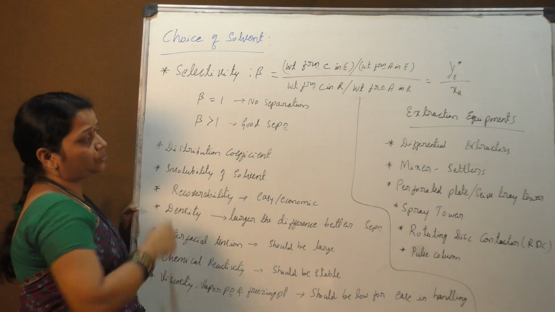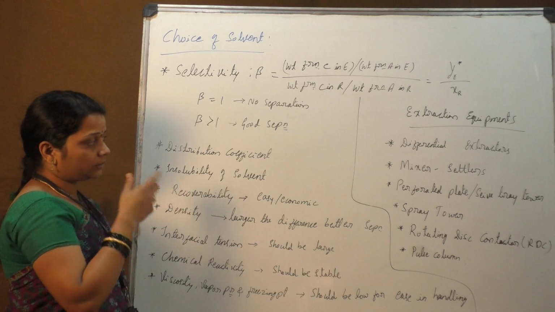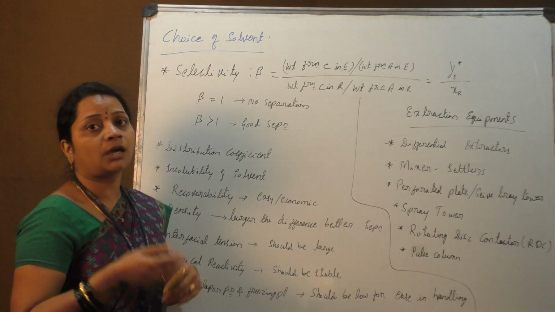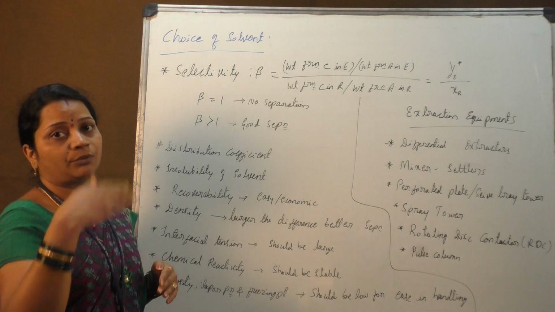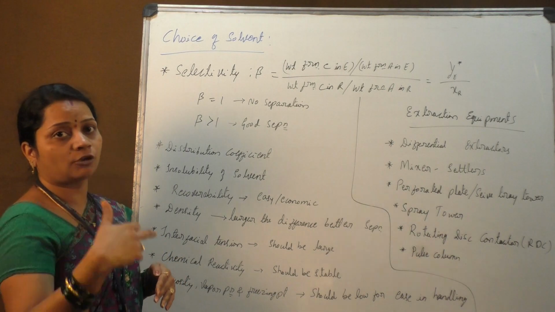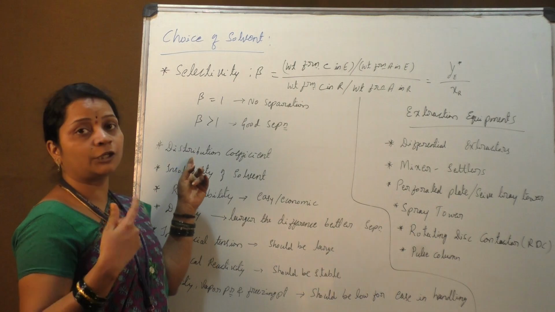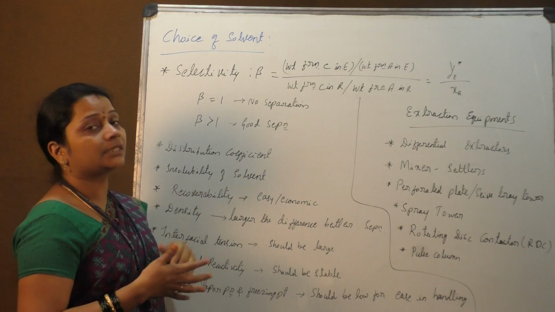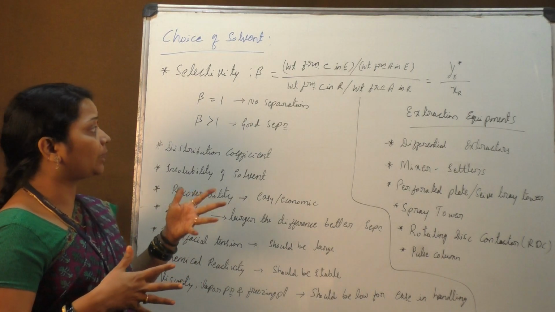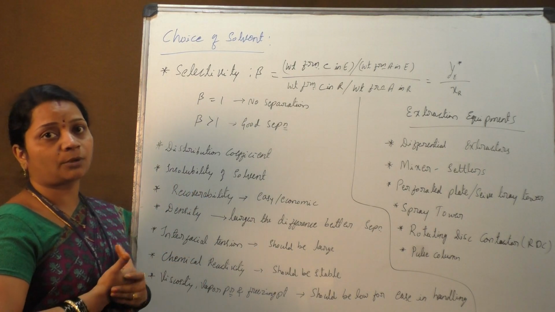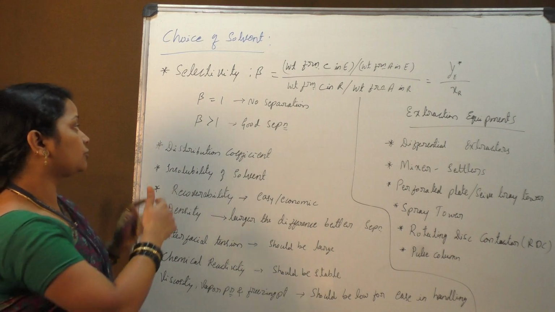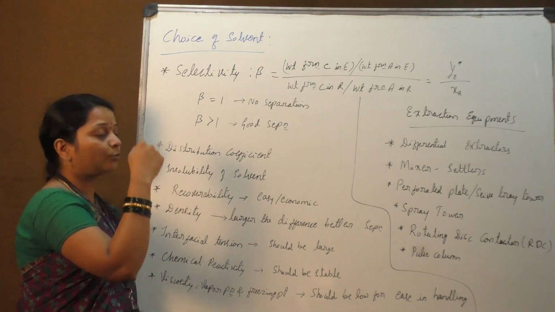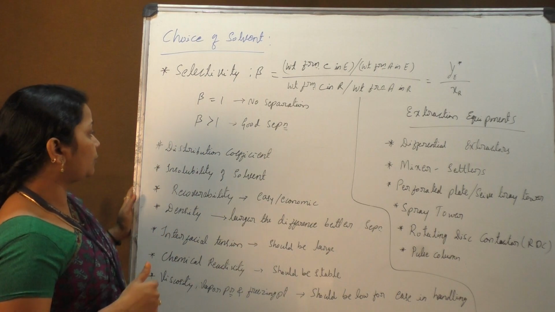Later comes the distribution coefficient. The distribution coefficient is talking about how the component is distributed between both the layers, both the solvents. It is from the solute point of view, and it need not necessarily be greater than 1. If it is 1 also, it is not a problem for the separation. It is talking about how well that solute is distributed among both the phases.